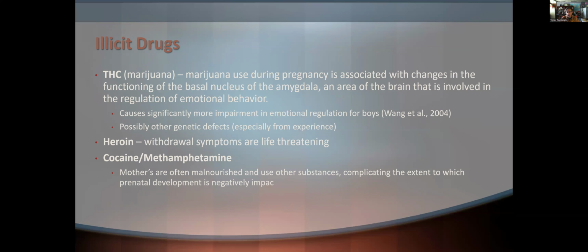The developing fetus is very sensitive to what's going on. I'm gonna stop there because I'm getting a phone call.